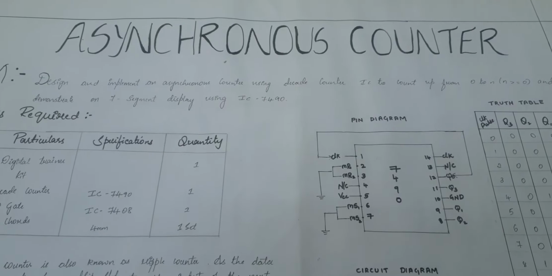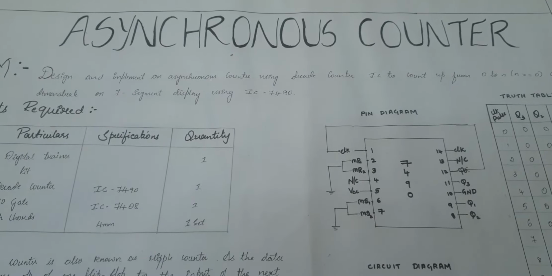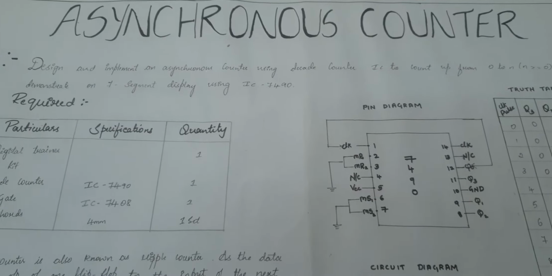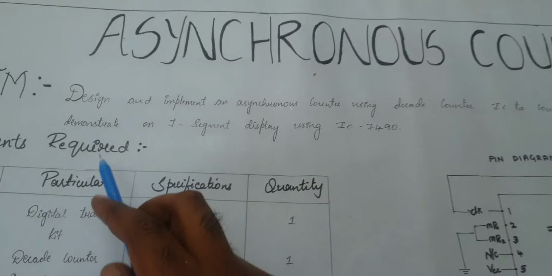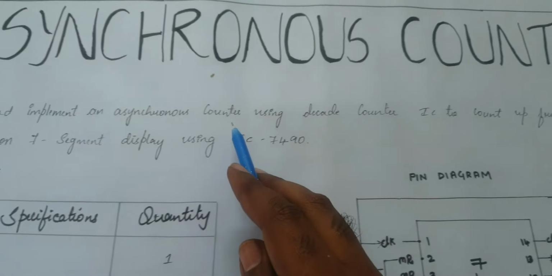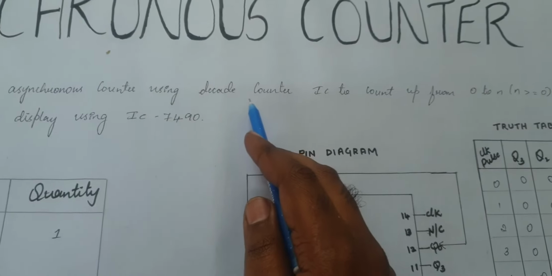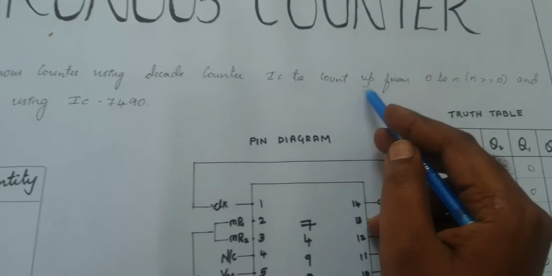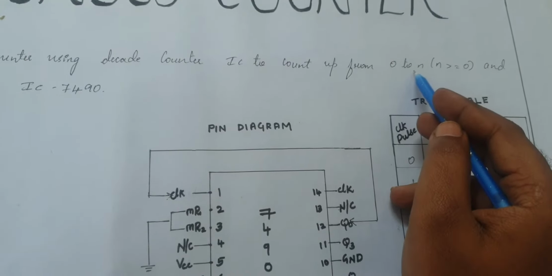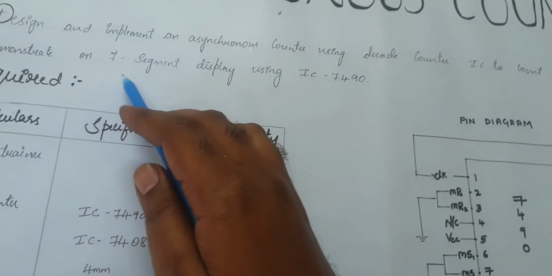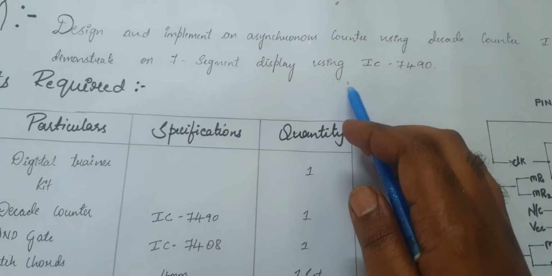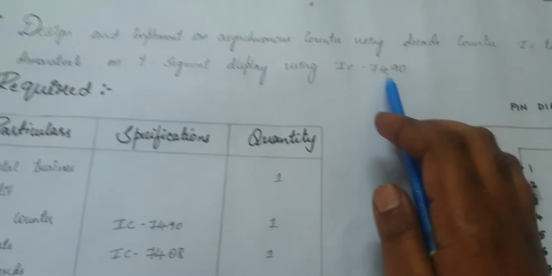Hello all. In this particular video, we'll be learning about asynchronous counter. So the aim of the experiment is to design and implement an asynchronous counter using a decade counter IC to count up from 0 to n, and demonstrate it on a 7 segment display using the IC 7490.